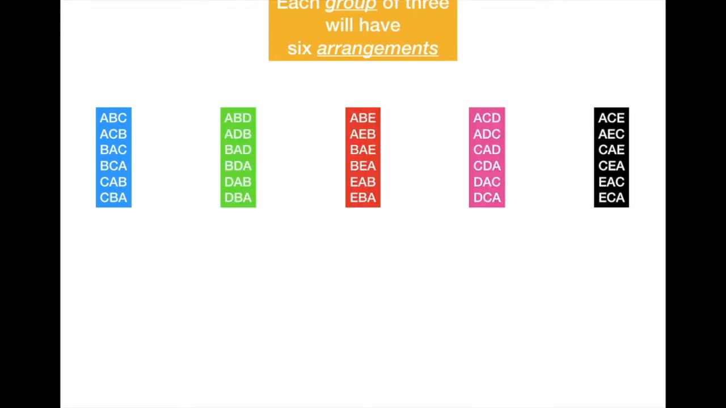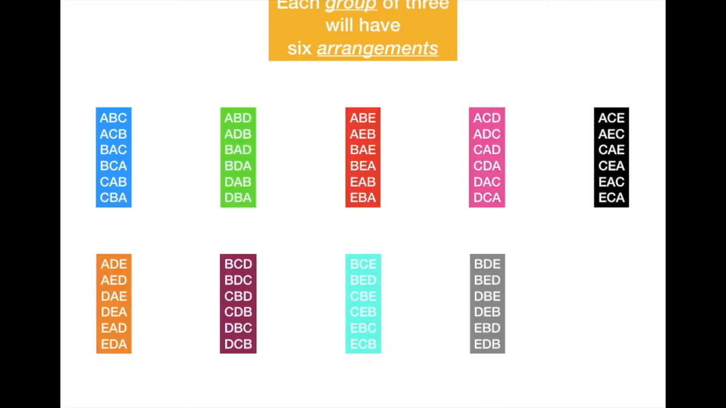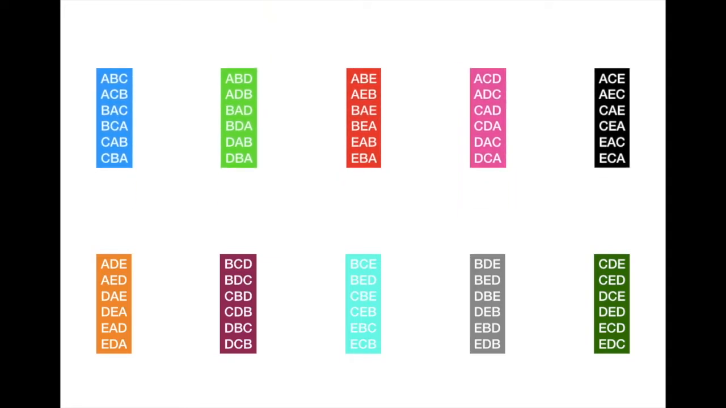So what do we do with this? Well, here are all of those different groupings of arrangements for the 60 different ways I can arrange these 5 hats on 3 stools. You'll notice that I have all of the groups A, B, and C in the top left in the blue, all the arrangements of A, B, and D in that light green, and so on and so forth.